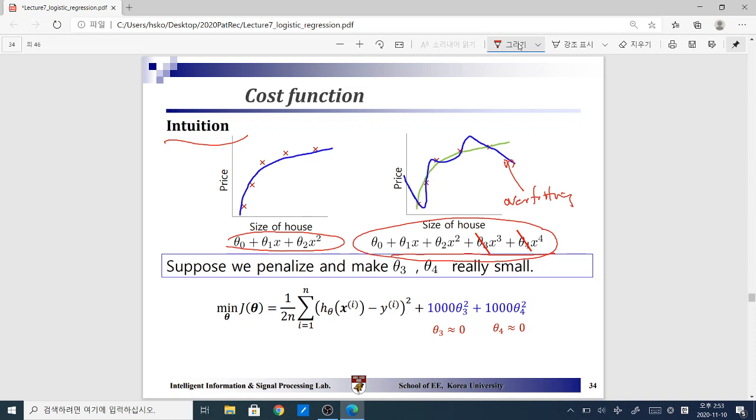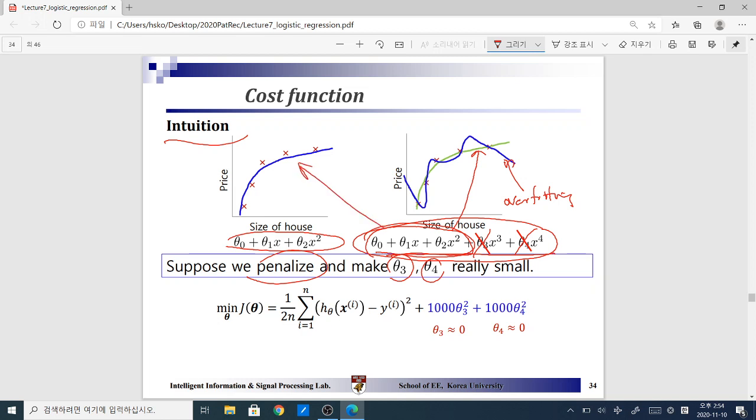If we then give a cost, or penalize, and make, say, theta 3 and theta 4 very small, that's going to get rid of these two terms and make it look like this, having only these three terms. That's going to bring it down to the green line.